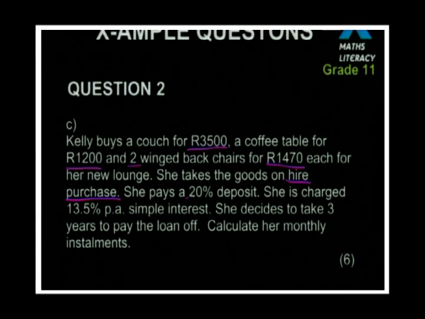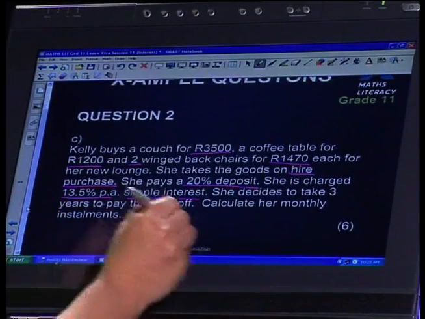So she's borrowed this on hire purchase. Hire purchase normally works on simple interest. She pays a 20% deposit and she's charged 13.5% per annum simple interest. She decides to take 3 years to pay the loan off. Calculate her monthly installments. So we're going to take this one step at a time. There's a lot of information here, so let's break it down. First of all, how much is she actually paying for her lounge furniture? So let's do that first calculation.